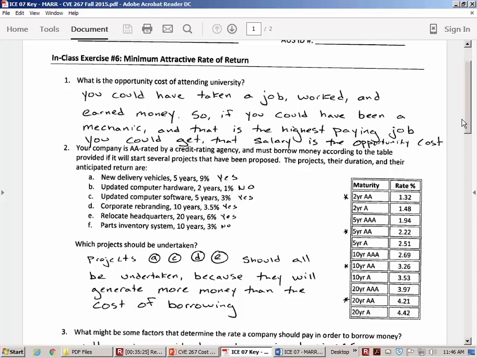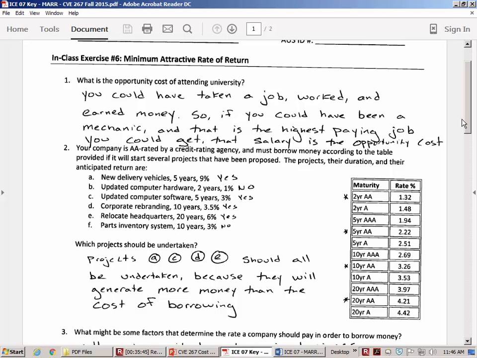So all you need to do here is that comparison. Is the rate of return greater than the cost of capital? So for option A, the rate of return is 9%, the cost of capital for our AA company for 5 years, 2.2. So yes, let's do project A because we're earning more than we're paying.